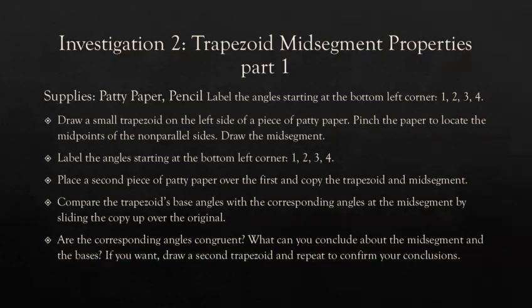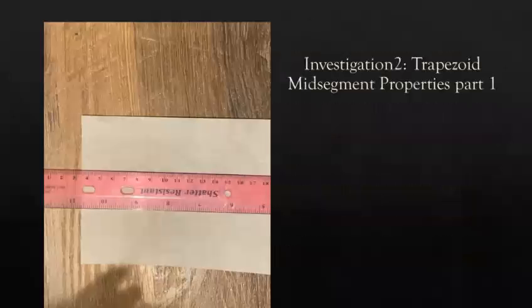Then compare the trapezoid's base angles with the corresponding angles at the mid-segment by sliding the copy over the original. Are the corresponding angles congruent? What can you conclude about the mid-segment and the bases? If you want, draw a second trapezoid and repeat your conclusions.